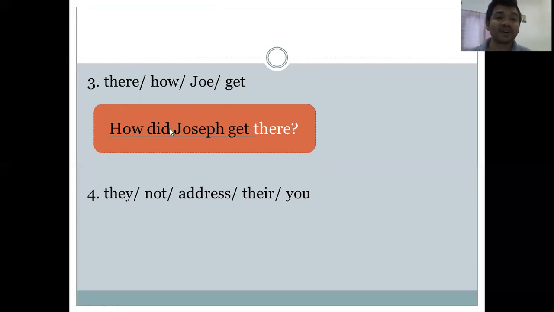So remember the formula we have here: the WH, and then the auxiliary verb did, and then the subject, and the verb in simple present tense. Okay, how did Joseph get there?